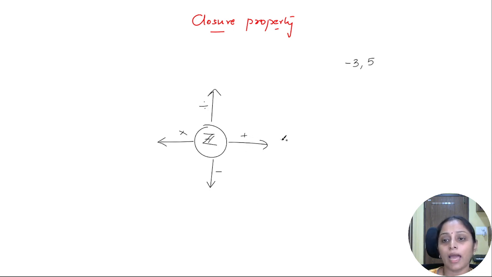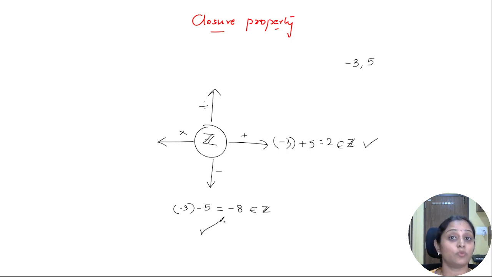Now if I add these 2, minus 3 plus 5, what do I get? 2, which is an integer. Therefore you can say that the set of integers are closed under addition. Now if I consider the subtraction of this, minus 3 minus 5, which is equal to minus 8. Is this an integer? Yes, it is an integer. So you can conclude that integers are closed under subtraction as well. Whereas in the case of whole numbers, we have seen that whole numbers is not closed under subtraction.